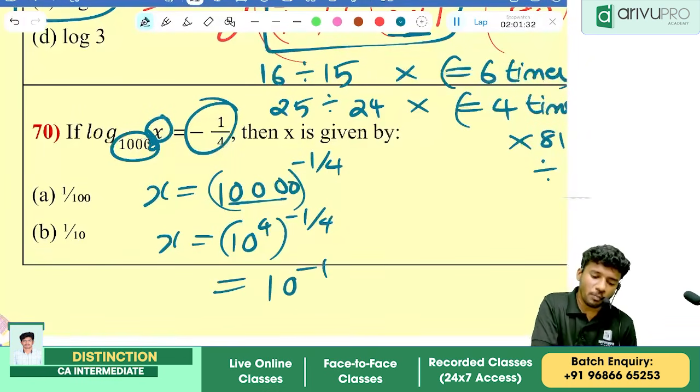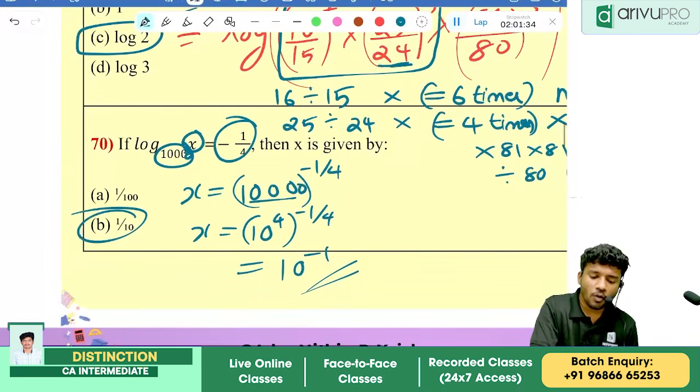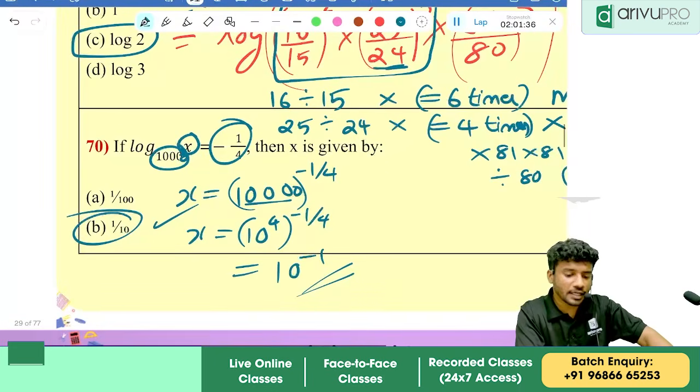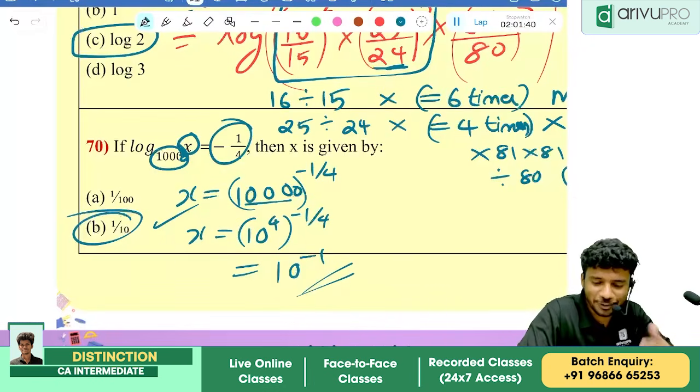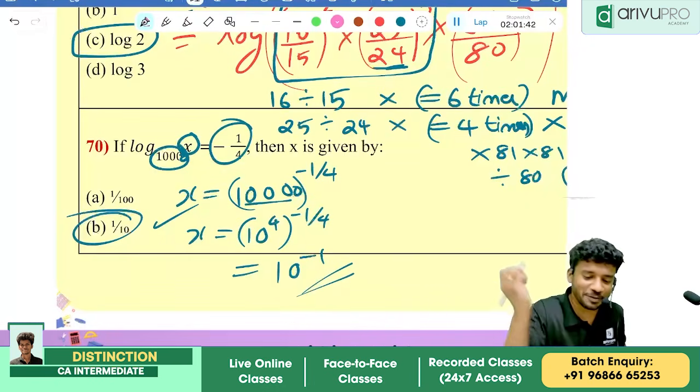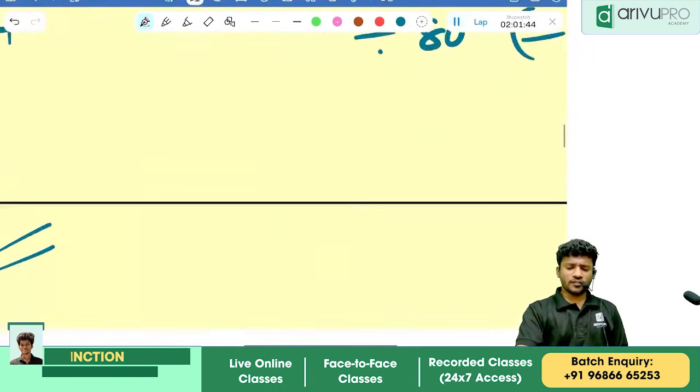10 raised to minus 1, which is the answer. 1 by 10 is the answer. You can correct it in the question. Okay, it should be 10,000. Yes, I know the question from the previous year's answer. Understood? What if it is like this?